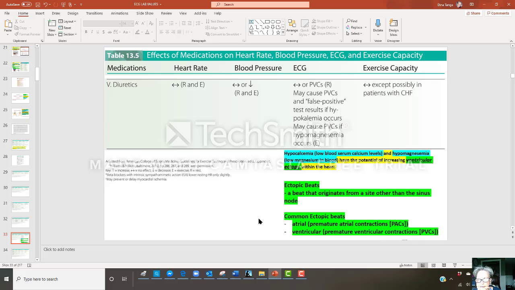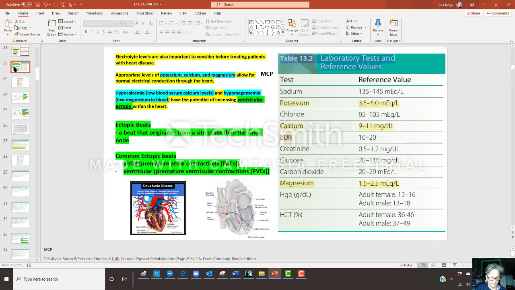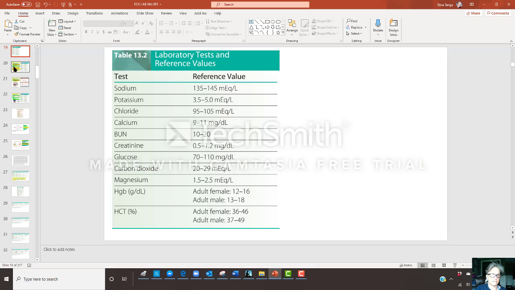So a PVC is a premature ventricular contraction. A diuretic may have no effect, or they will have PVCs at rest. May cause PVCs or false positive test results if hypokalemia occurs. May cause PVCs if hypomagnesemia occurs. So it's not just this one, it's this one too.